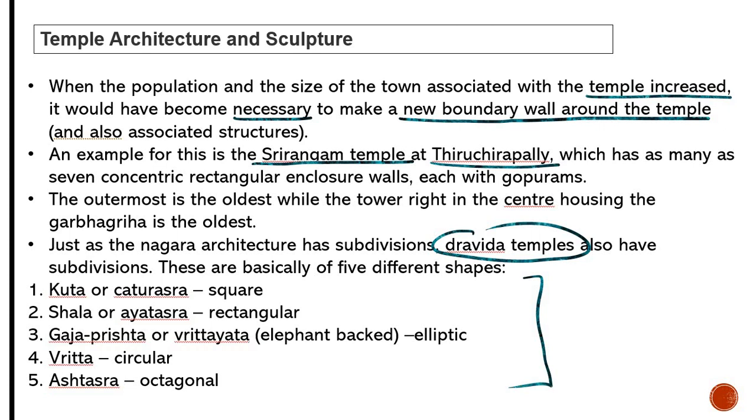Kuta or Caturasra shape means square. Shala or Ayatasra shape means rectangular. Gajaprishta or Vrittayata shape means elliptic. Vritta shape means circular and Ashtasra shape means octagonal.